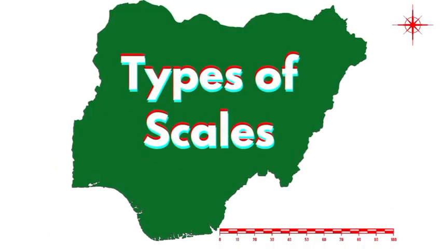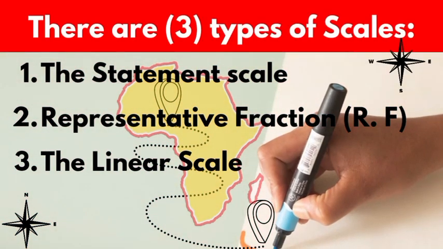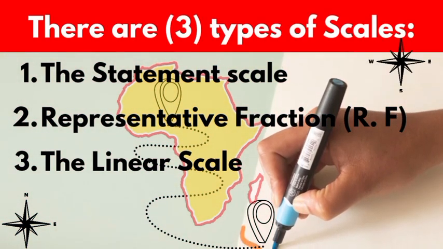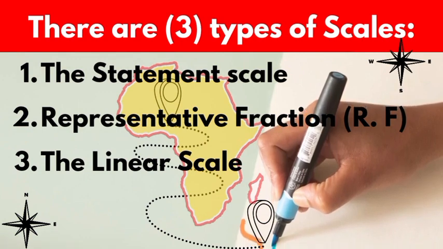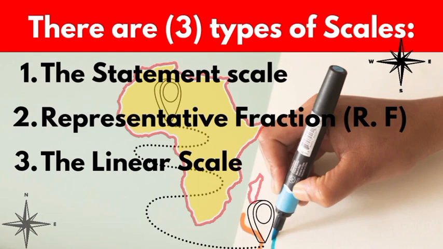We have different types of scale, and today I am going to take you through the three types of scales that we have in geography. It is very important to know the differences. Although they all depict what the map says on the real ground, there are differences that each connotes. The first type of scale is the statement scale, which is written in words. The second is the representative fraction. As its name implies, it comes in a fractional form. Also, we have the linear scale.